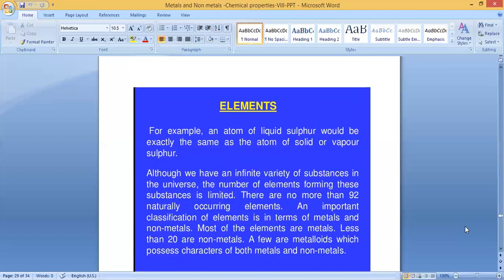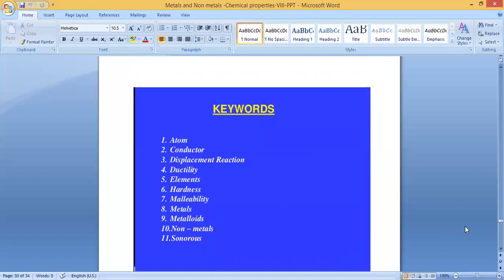What is meant by metalloid? Elements which possess characters of both metals and non-metals are known as metalloids. So these are a few keywords you learned from this chapter: atom, conductor, displacement reaction, ductility, elements, hardness, malleability, metals, metalloids, non-metals, sonorous, etc.